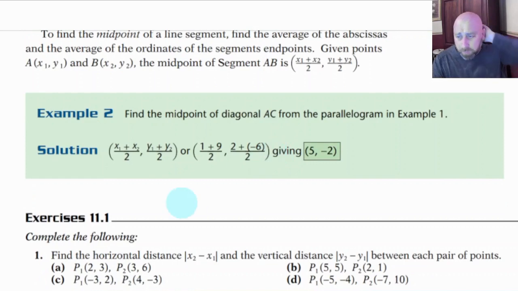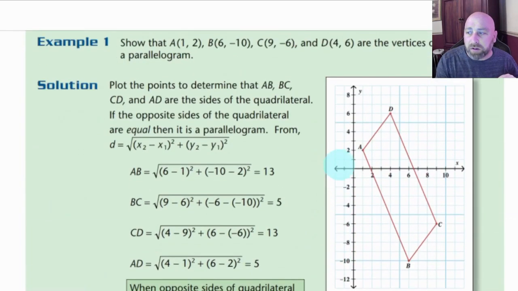And again, you probably know how to do this. You've probably been doing this for a while. This is like Algebra 1 stuff, but we need to make sure that we know it again and we review it for this. So here's our next question. Find the midpoint of diagonal AC. And so we go back here and they want to know this diagonal from A to C. So we're going to use these 2 points. We're going to use the A point, 1, 2, and we're going to use the C point, 9, -6.